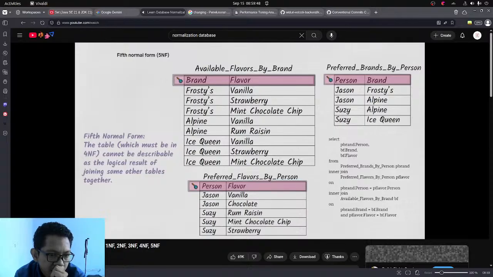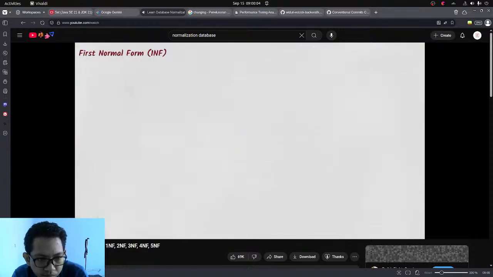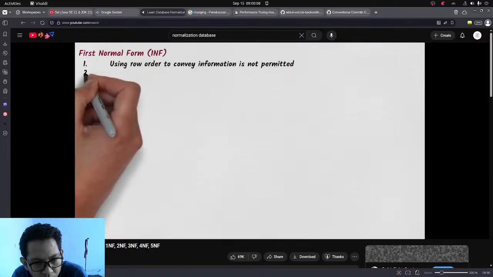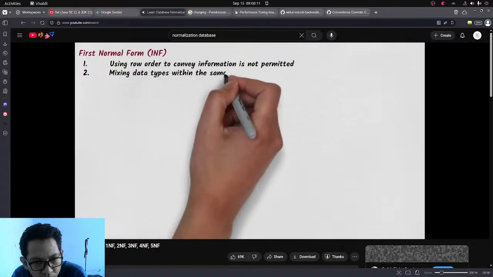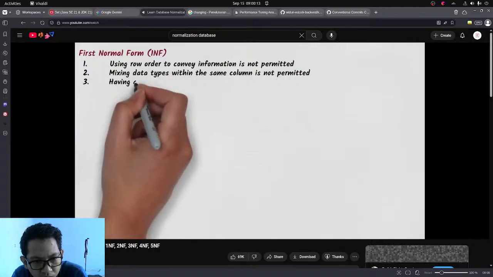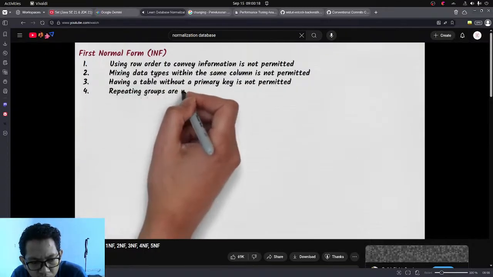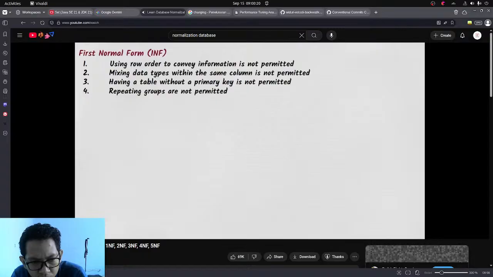We've now covered all the normal forms from first normal form to fifth normal form. Let's review, keeping in mind that for a table to comply with a particular normal form, it must comply with all the lower normal forms as well. The rules for first normal form are: 1. Using row order to convey information is not permitted. 2. Mixing data types within the same column is not permitted. 3. Having a table without a primary key is not permitted. And 4. Repeating groups are not permitted.